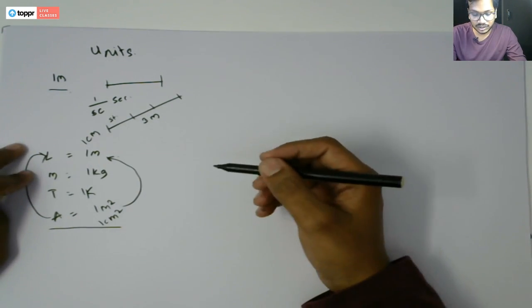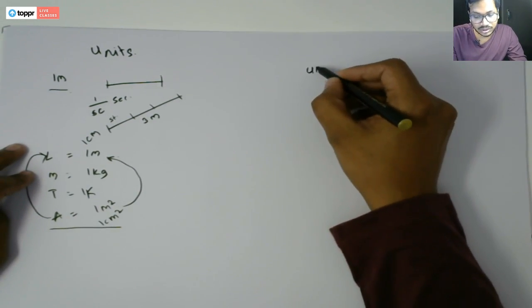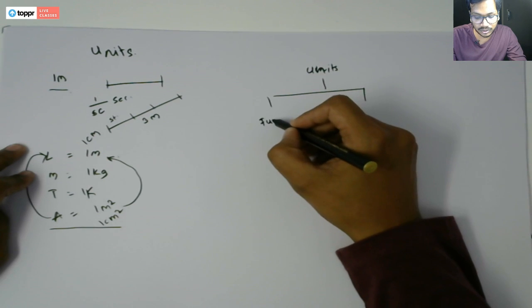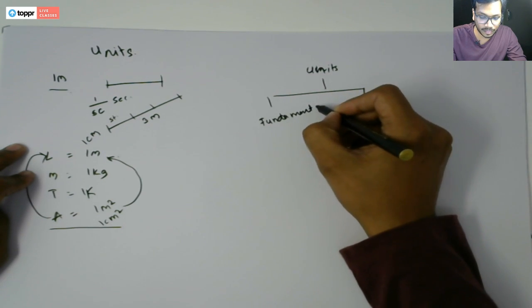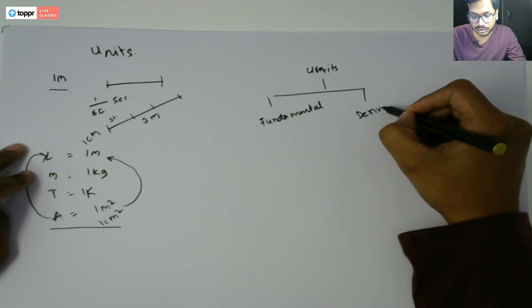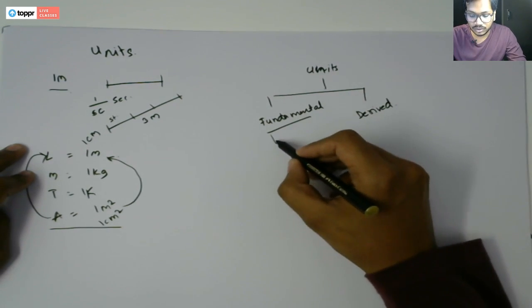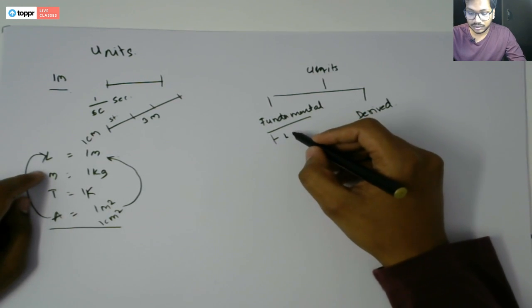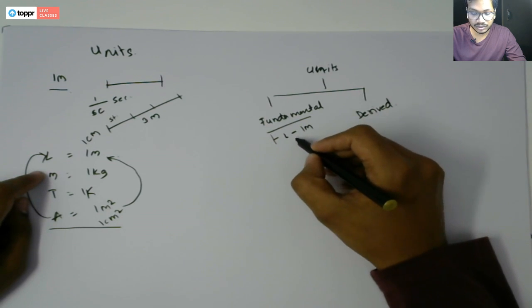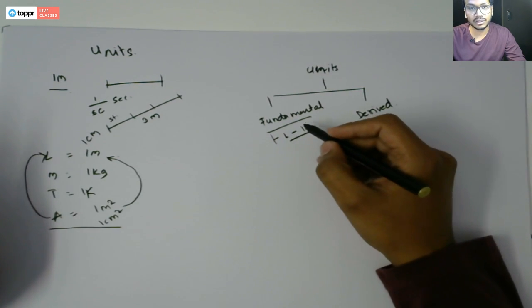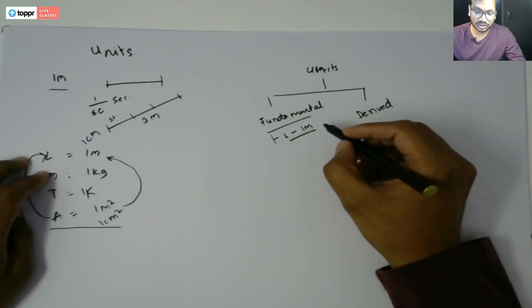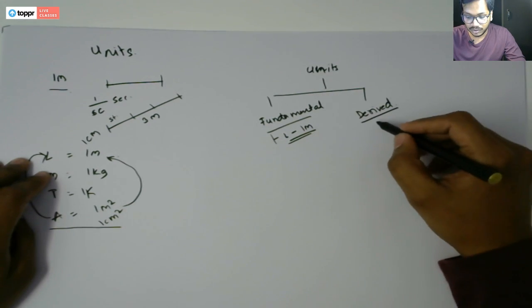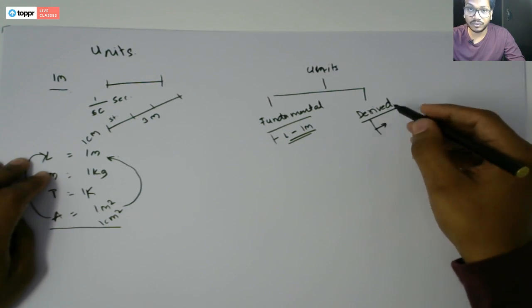Which brings us to another differentiation in units. Units are separated into two parts: fundamental units and derived units. Fundamental units are those which are independent of everything. For example, length. For the standard of length to be 1 meter, it is not dependent on any other physical quantity. The standard of length is going to be 1 meter no matter what. So the quantities which are independent of other physical quantities are called fundamental quantities, and there are units for quantities which are dependent on fundamental quantities.